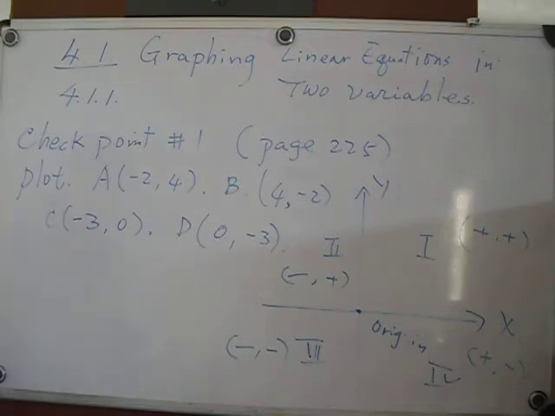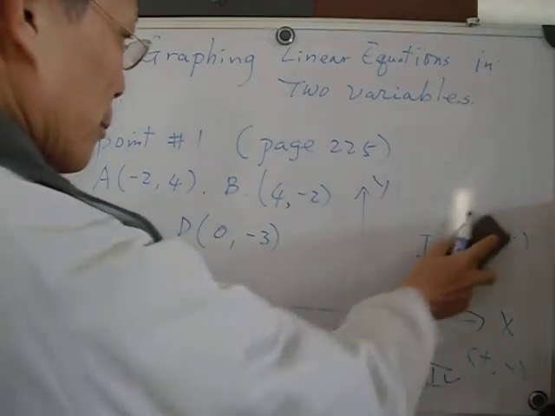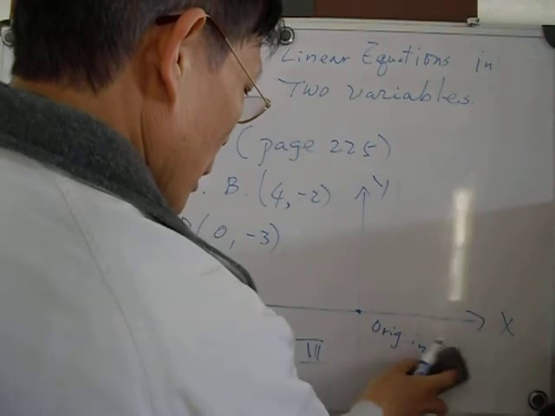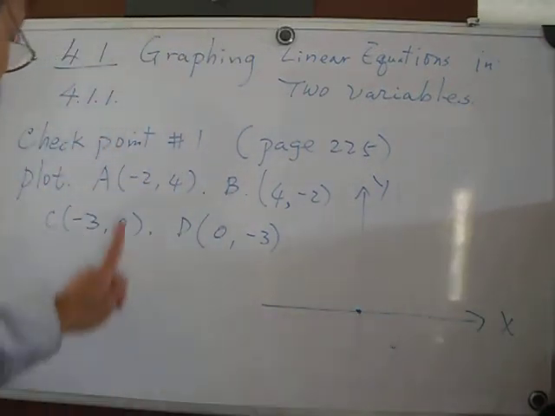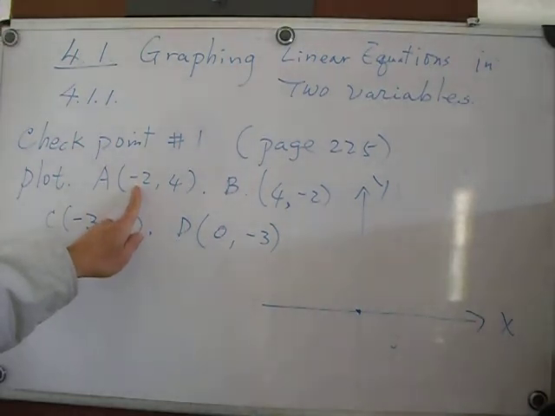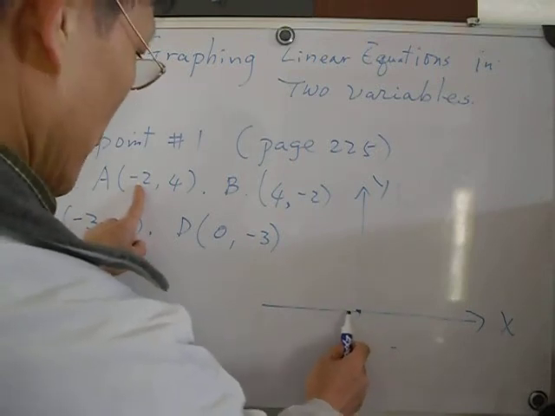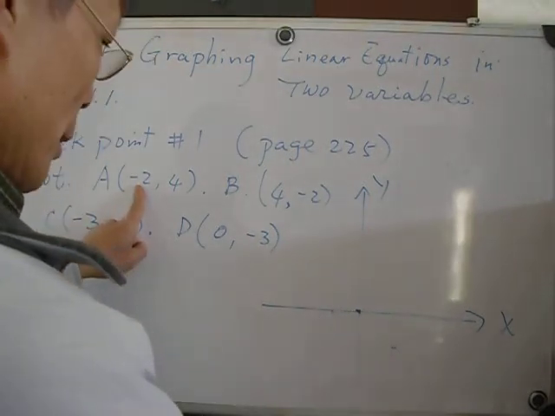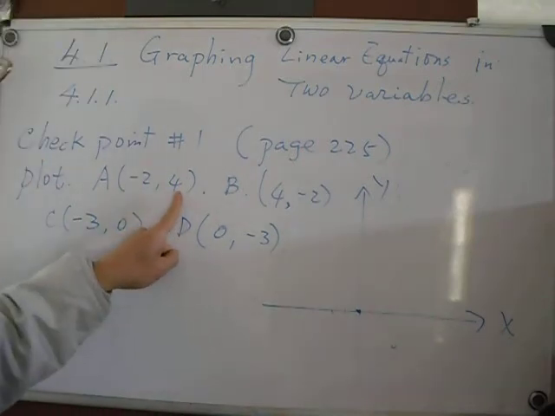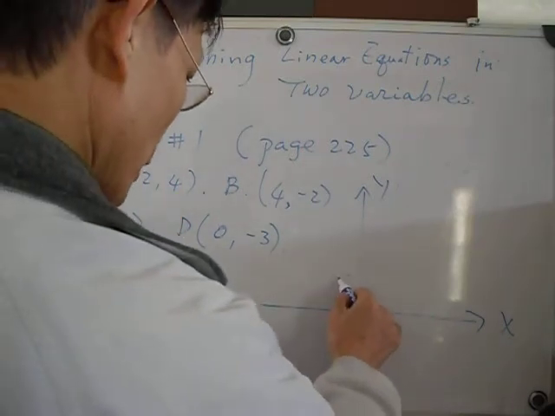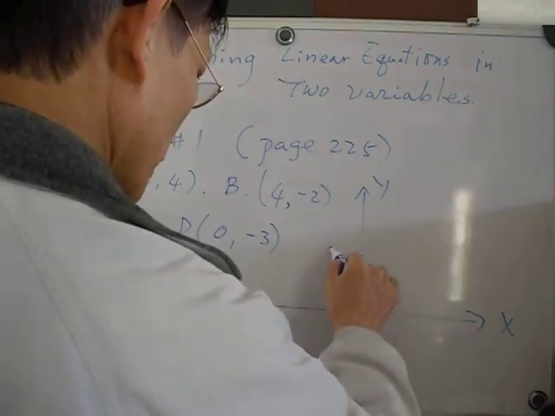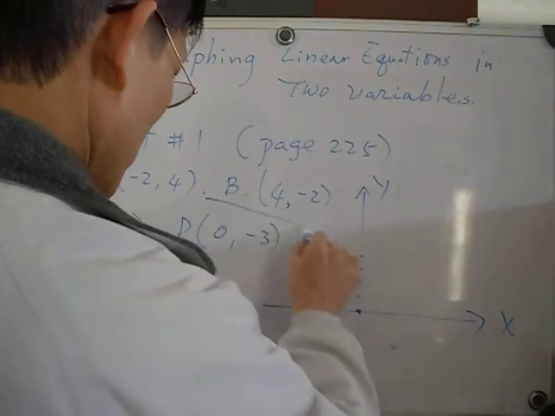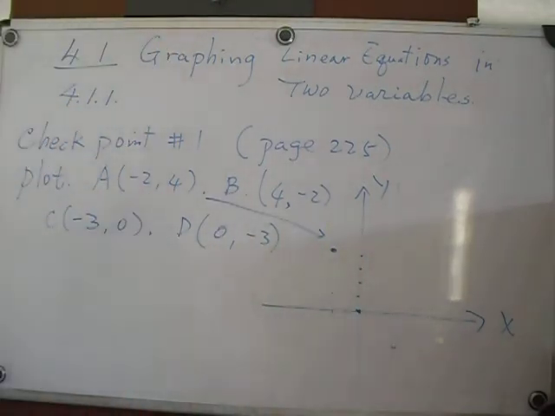Now we want to plot these 4 points. Starting from the origin, the x coordinate first. Negative 2, go to the left by 2. Then the y coordinate is 4, so you go up by 4: 1, 2, 3, 4, right here. So this point is negative 2, 4.